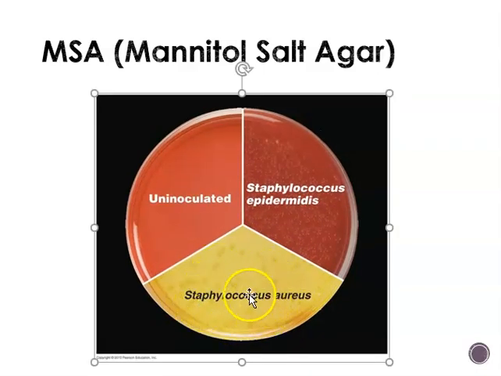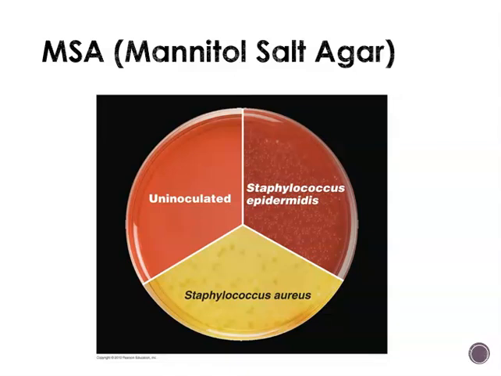Staph aureus utilizes the mannitol, so it will differentiate based on that mannitol utilization against other coagulase negative staph species that will not. And I don't remember if I just mentioned this or not, but this is one that you will not be performing in class.